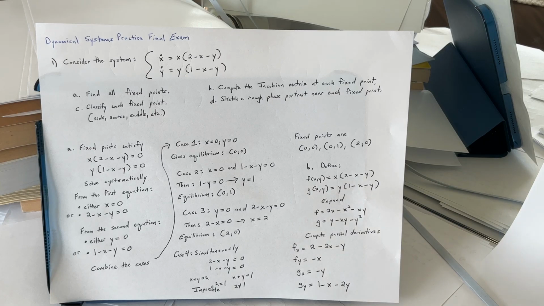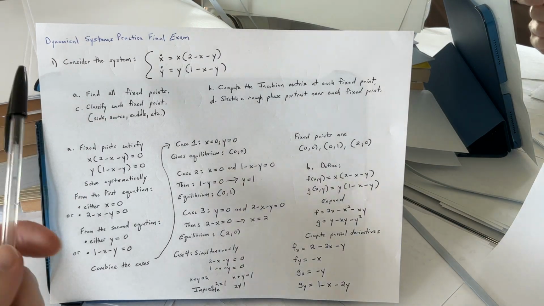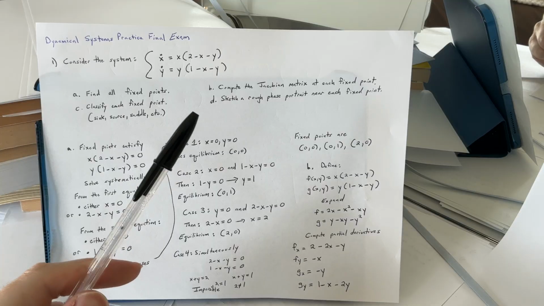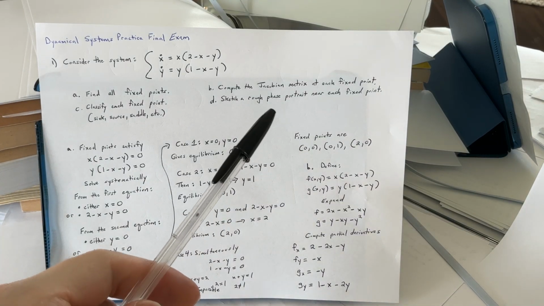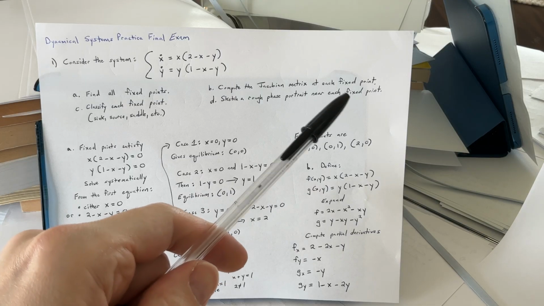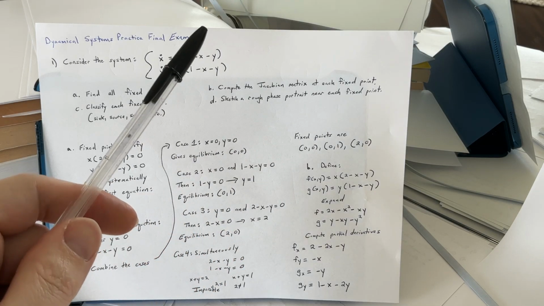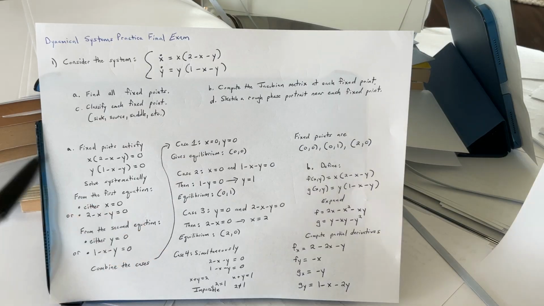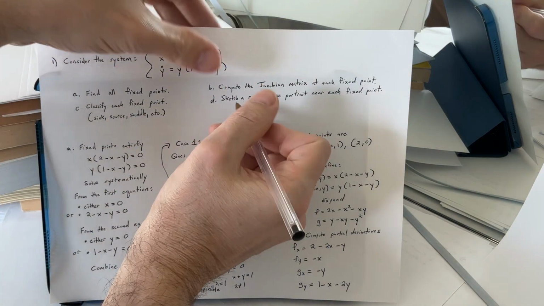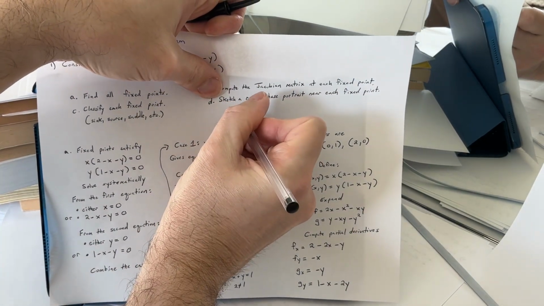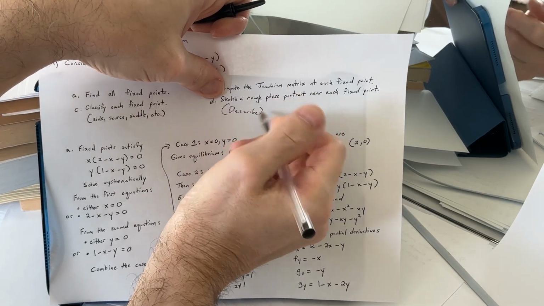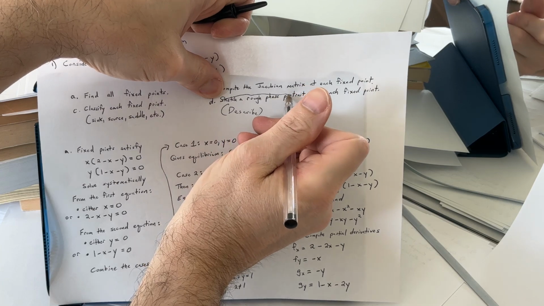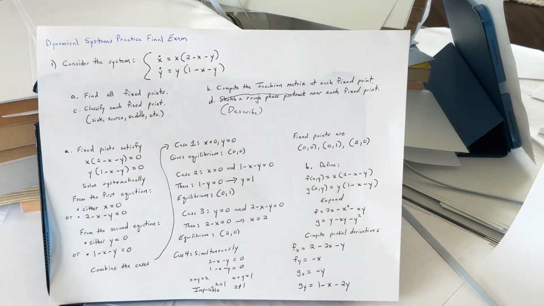So, number one, here we have this system. Find all fixed points, compute the Jacobian, classify each point, sketch a rough phase portrait near each fixed point. For this, instead of sketching, we're just going to describe near each fixed point.